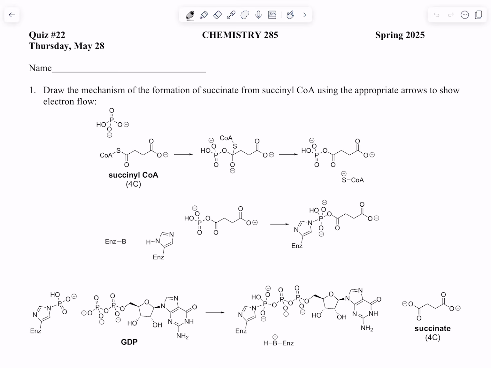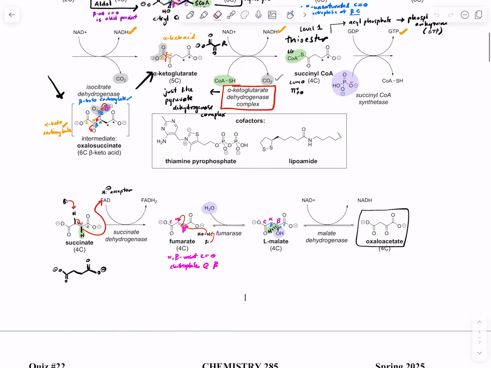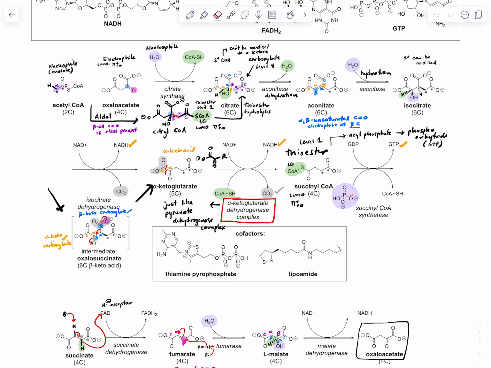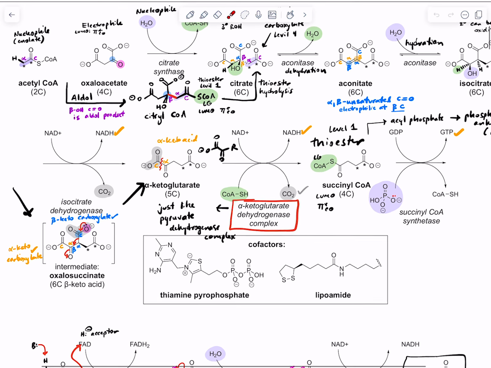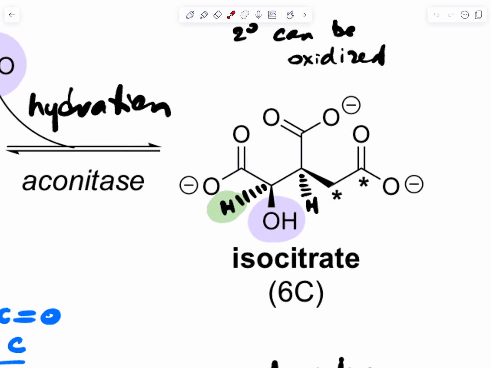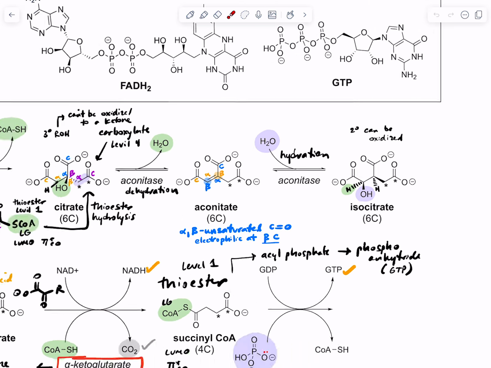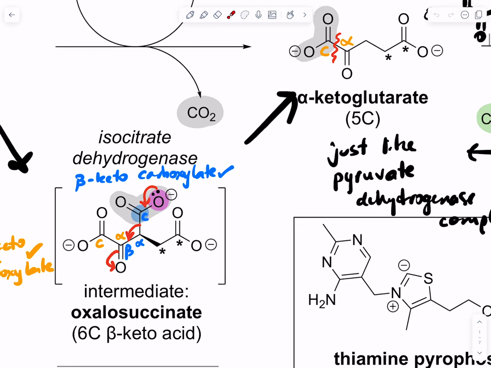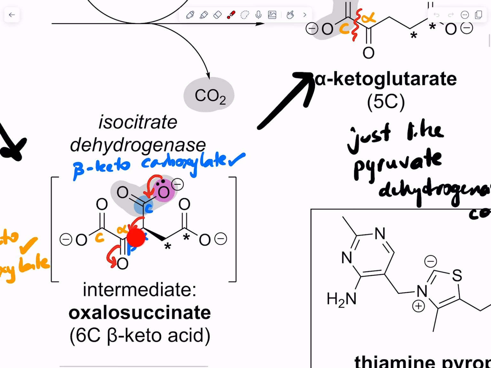Okay, so last time we ended with, we had just barely done the decarboxylation. You oxidize isocitrate to oxalosuccinate, oxidize the secondary alcohol to a ketone. Then you have a beta keto acid.